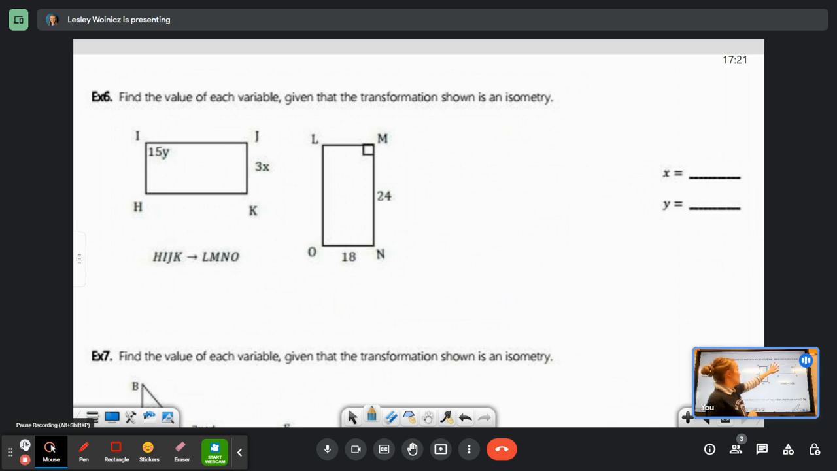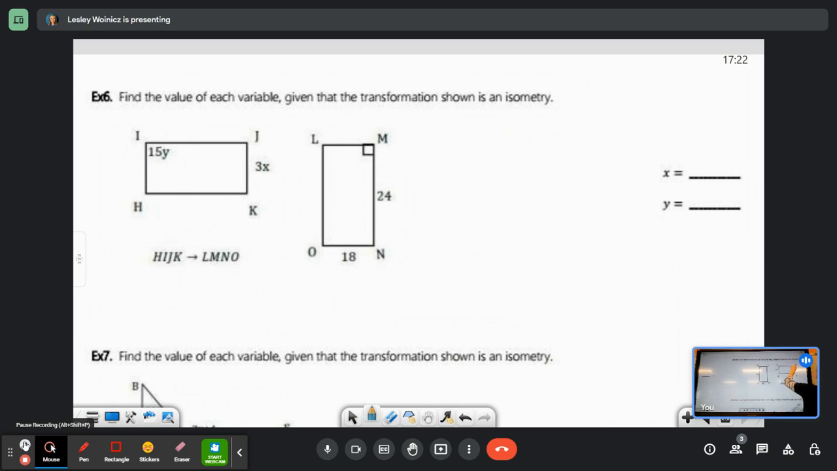Okay, we have to find the value of each variable given that the transformation shown is an isometry. So this is really important. That means that all of the lengths and angles have been preserved. So as long as we know what maps to what, we can solve cute little fun equations and figure out our variables.